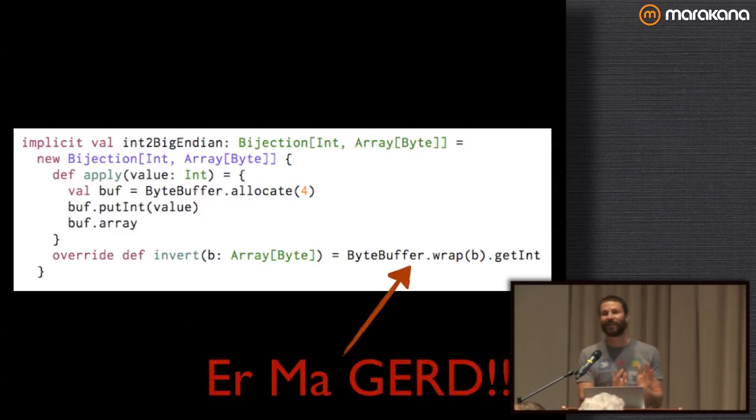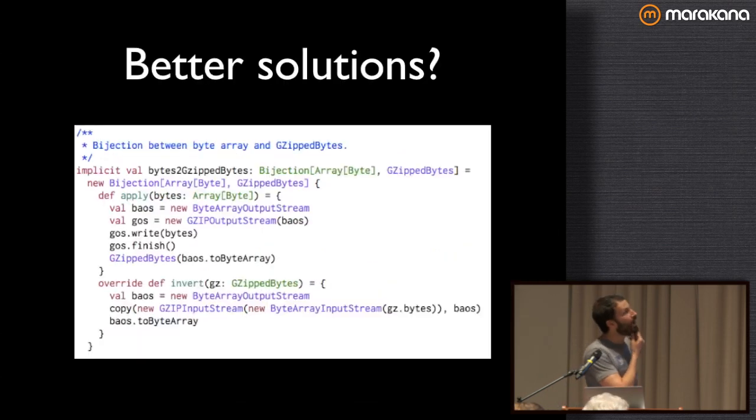Oh my God, wait a second. Not all possible byte arrays are exactly length 4. This is not truly a bijection. It's super useful though. Are there better solutions?